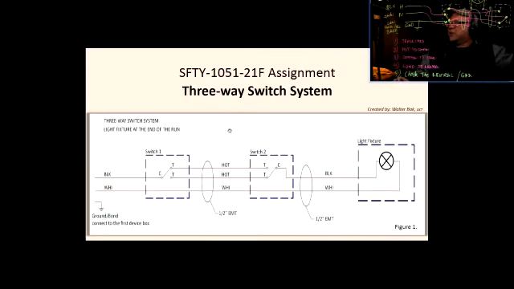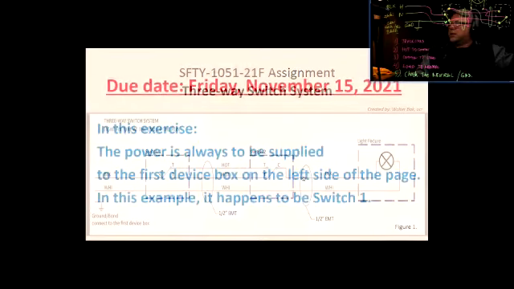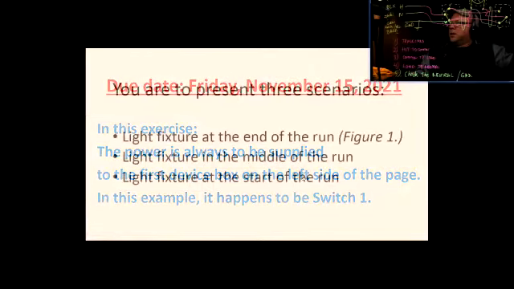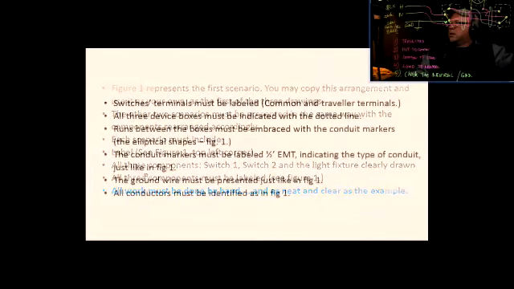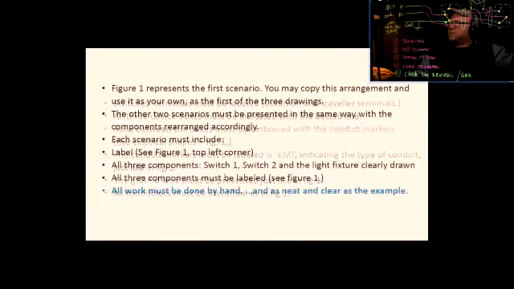The next one, you're just going to copy the whole system. You're going to have 3-way switch system, light fixture in the middle of the run. You're just going to change that. It's going to be the one on the bottom, and you're going to rearrange those things. Label on the top left corner. All 3 components, switch 1, switch 2, and LED fixture clearly drawn, and label all components on the label.